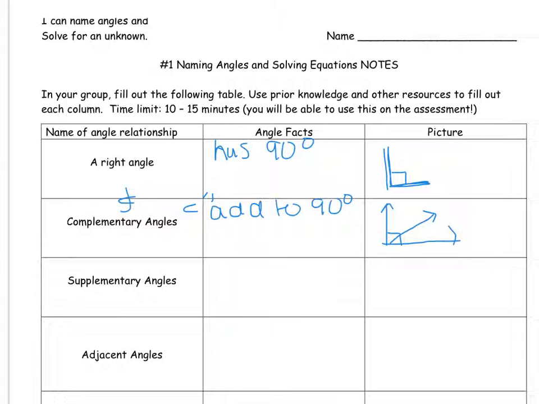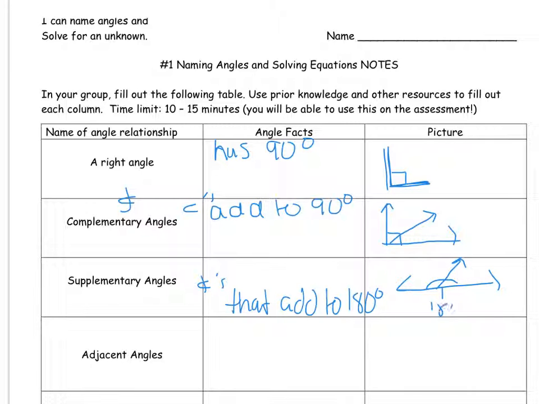Supplementary angles are angles that add to 180 degrees. So 180 degrees is a straight line. So if we have two angles right next to each other and they have a total sum of 180 degrees, they form that straight line, they're supplementary angles.